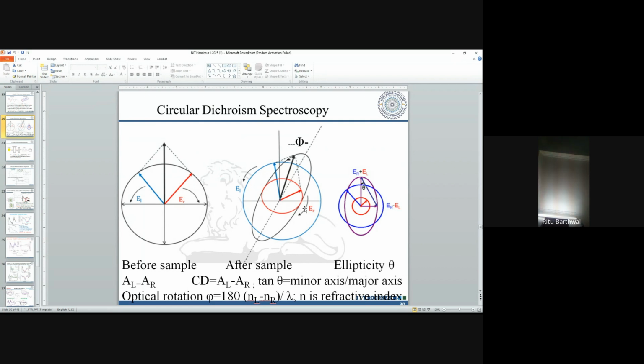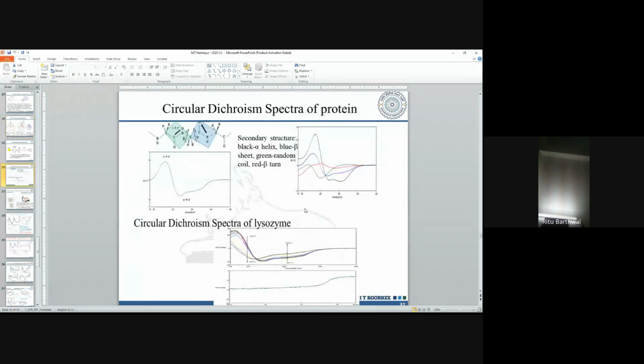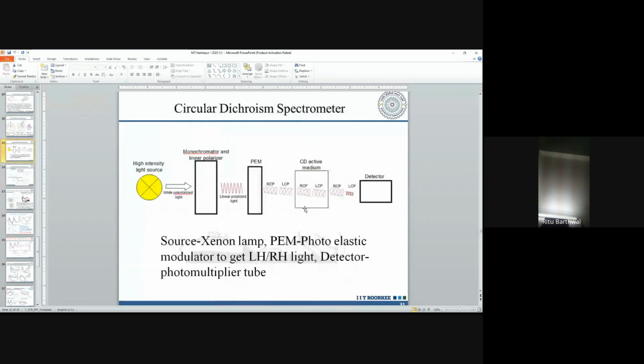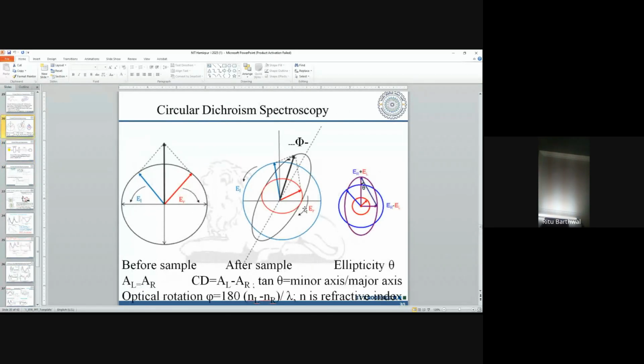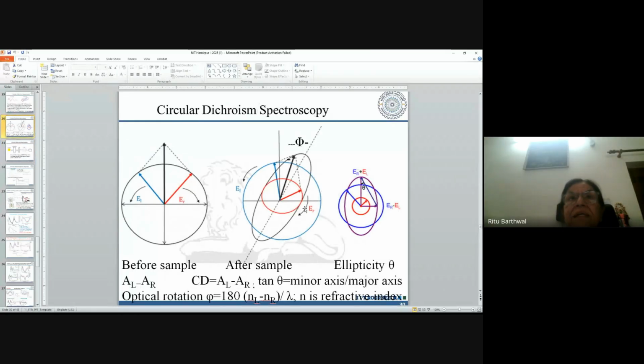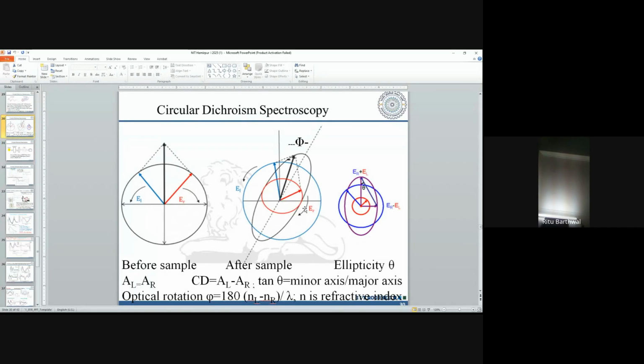And what wavelength will you observe? For example, DNA absorbs at 260 nanometer. OD we will get at 260, CD also will be at 260. Basically, it is absorption spectra. It's nothing but absorption spectra. But instead of using unpolarized light, we will use LH light or RH light, and we will find the LH minus RH difference.